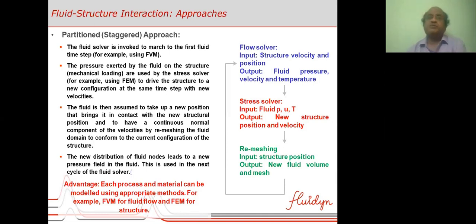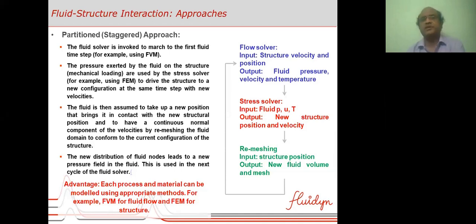So the fluid pressure and velocity go as an input to the stress solver as loads. The stress solver normally requires loads at the structural boundaries. So the fluid pressure and its velocity are used to calculate the loads on the structural boundaries. And if it is a conjugate heat transfer problem, then temperature and heat flux from the fluid is used as a boundary condition for the stress solver.